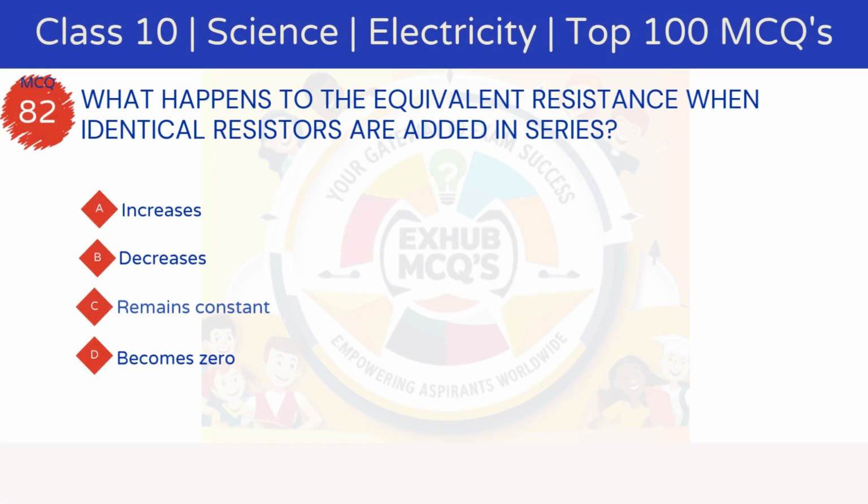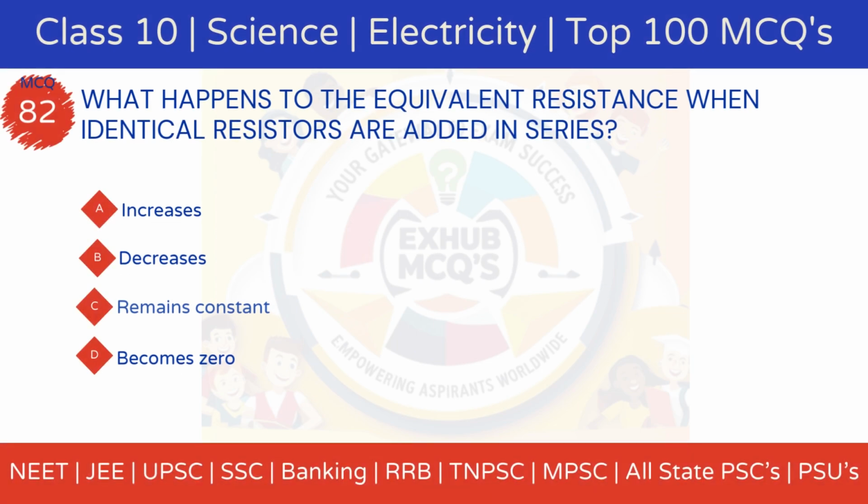MCQ 82. What happens to the equivalent resistance when identical resistors are added in series? Option A, increases. Option B, decreases. Option C, remains constant. Option D, becomes 0.